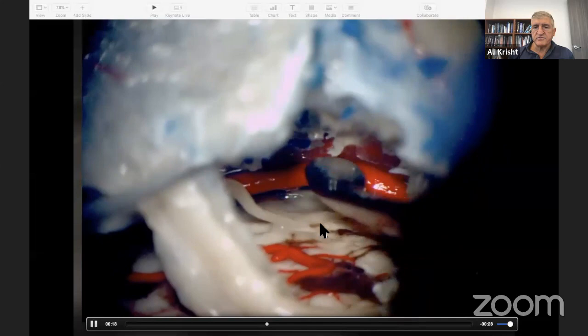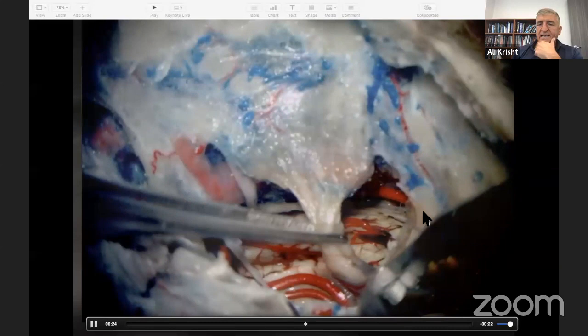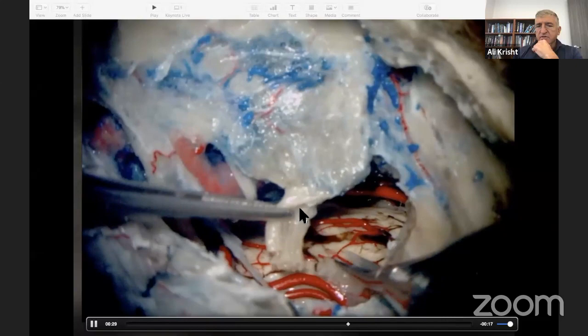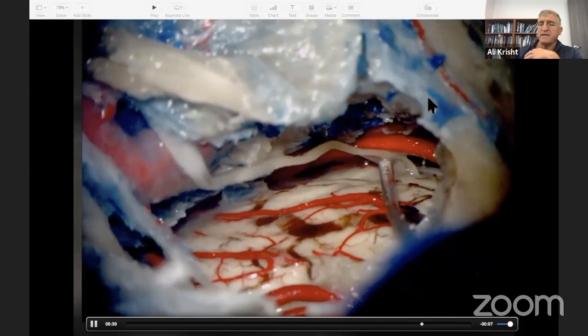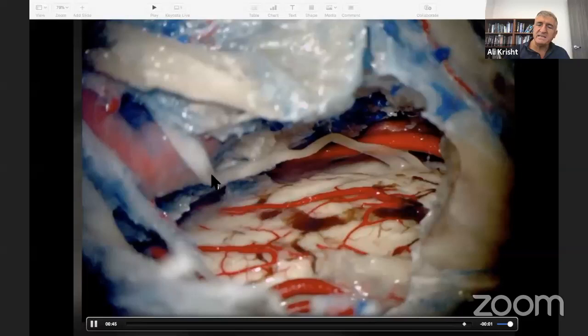And removal of this part will also allow you to see lateral to the takeoff of the fifth nerve. I'm cutting the nerve to show you the course of the sixth nerve. And in these cases, if there is significant extension laterally, these are the cases where you may have to remove the petrous apex. But the majority of these tumors lie more medial than lateral to this region.